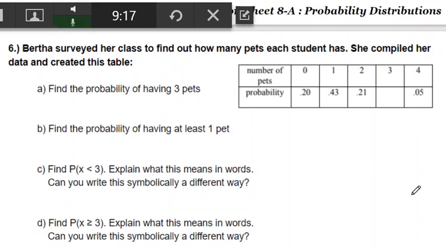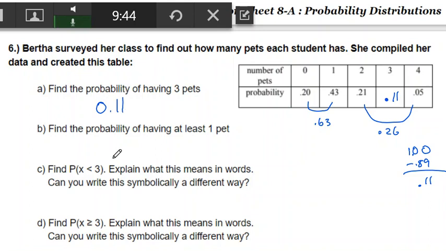All right, now we're filling in the table. 0.20 and 0.43 make 0.63, and these two make 0.26. And when I add them, I get 0.89. That's going to leave me with 0.11. So that would be 0.11. At least 1 means 1 or 2 or 3 or 4.